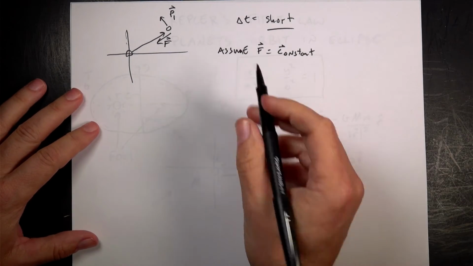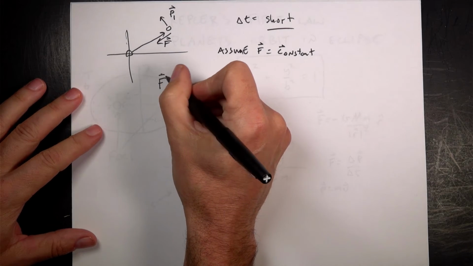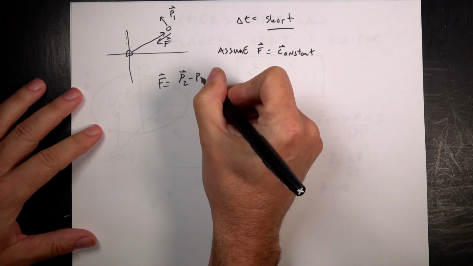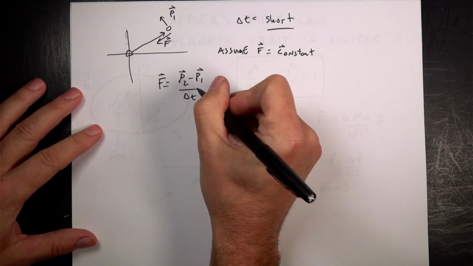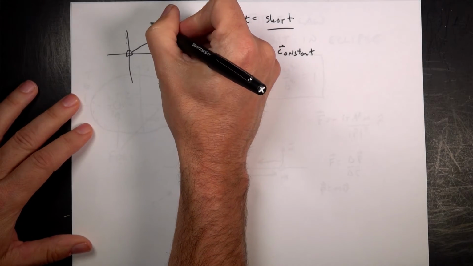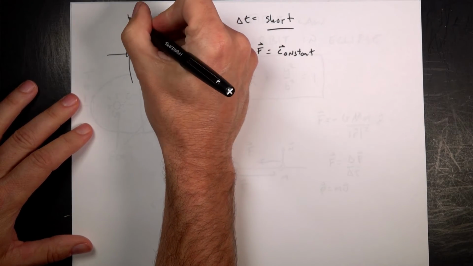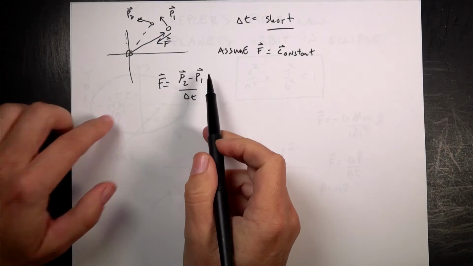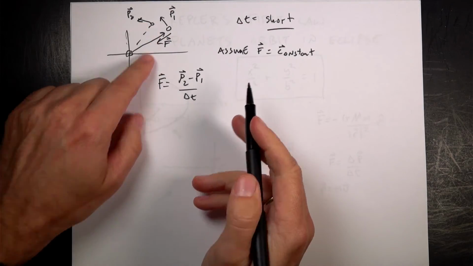If that's the case, then I can say F is P2 minus P1 over delta t. It's just the change in momentum. So this is the momentum at the end of the time interval, P2, and that's at the beginning. So if I know the momentum at the beginning, I can find the momentum at the end.